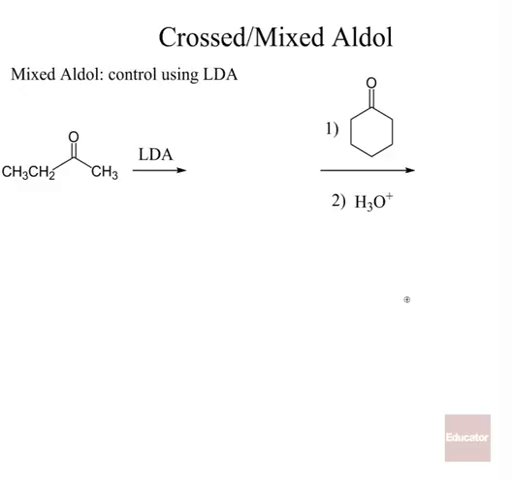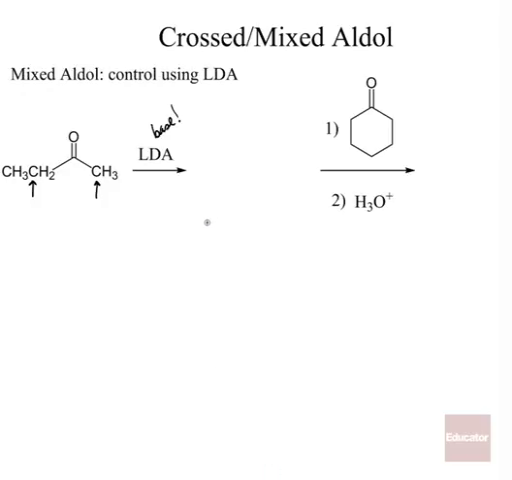But the way you could exert control is, instead of just mixing everything together, you could do it stepwise by using something like LDA. Remember, LDA is our strong base. And so if we started out with just a single ketone and treat it with LDA, we would expect that ketone to be deprotonated. Now, this is an interesting case because we have two different alpha protons in this case. How would we know which one is the major site of deprotonation?